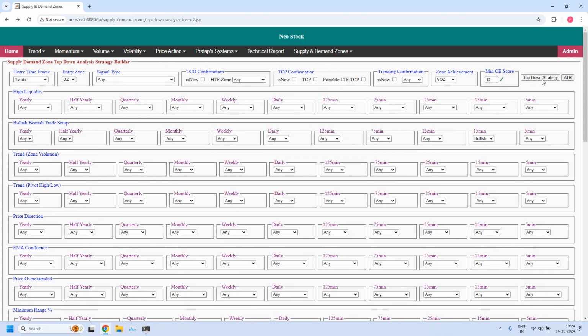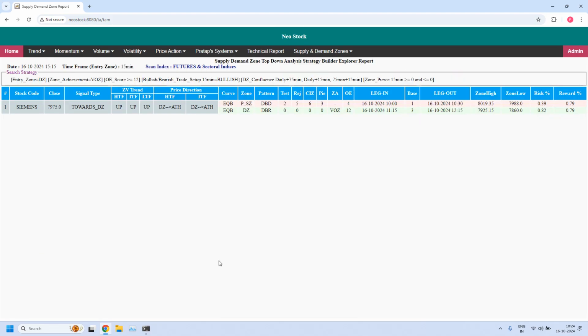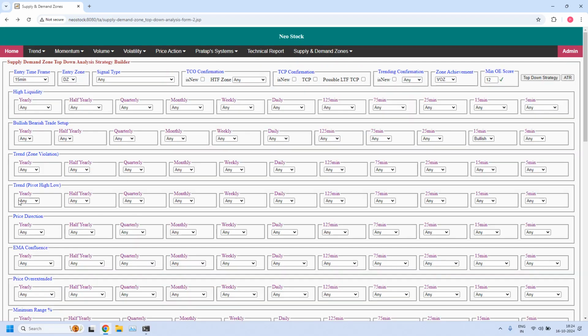Let's verify. Out of 5, how many will filter? Only one. Only Siemens is having LTF, ITF, HTF confluence. That means the 15 minutes demand zone is part of the 75 minutes demand zone. Both together again are part of the daily demand zone. And the daily trend is an uptrend. If this is having daily EMA confluence, it is an even more high probability setup. Let's verify. In the EMA confluence, daily time frame, I set the daily demand zone with daily EMA confluence filter.